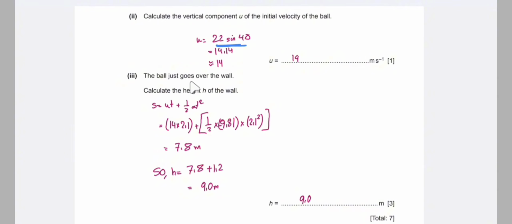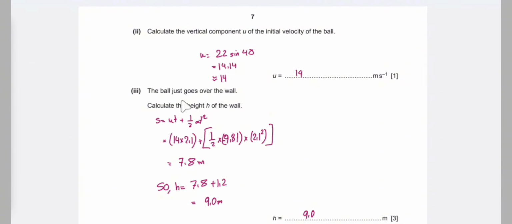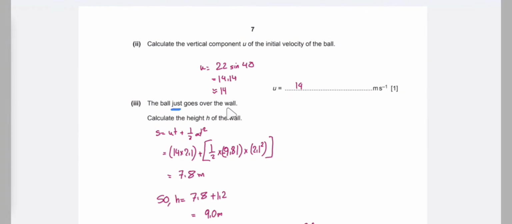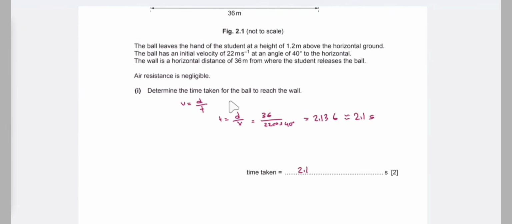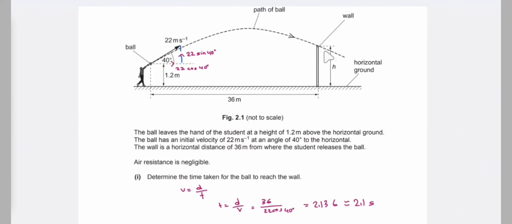Then the ball just goes over the wall. Calculate the height of the wall. So the ball goes just over the wall. That means the height from where the ball goes is approximately equal to the height of the wall, because it is given in the diagram that they are equal.